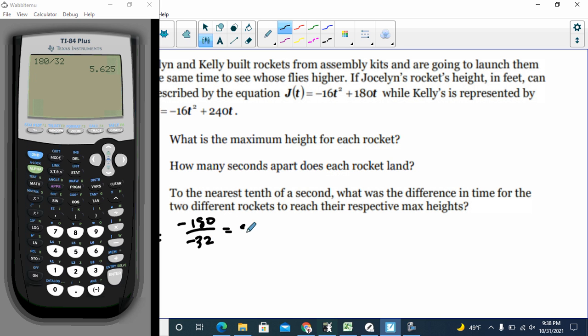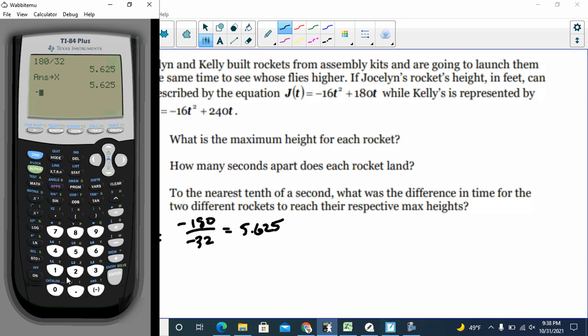Gives us 5.625 seconds to reach the maximum height for Jocelyn's. It doesn't want to know how long it takes to reach its max height. It wants to know what the max height is. So this is the time it takes to reach the max height, and we can just plug that time into the equation to get the maximum height.